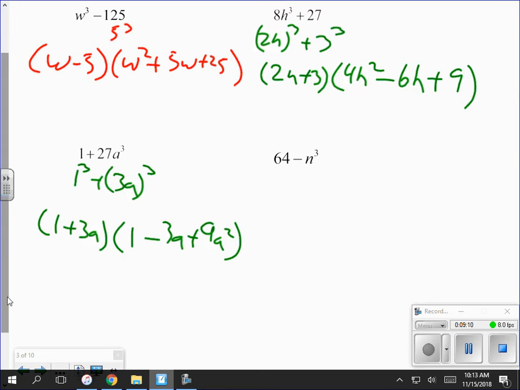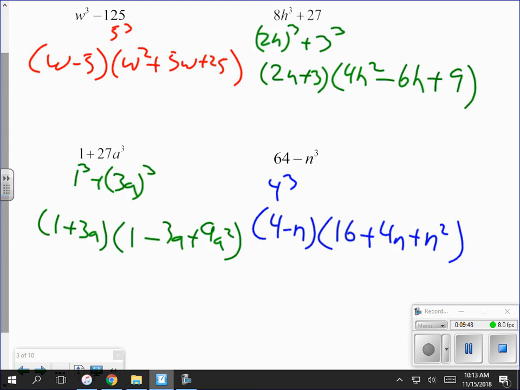Okay, 64 is what cube? 64 is 4 cubed. It's 8 squared, but 4 cubed. Minus n cubed. So it's minus, so this is 4 minus n. And my first term, take my first term and square it. Take 4 and square it, I get 16. Plus, multiply the two terms. 4 times n is 4n. Plus, square the last one, n squared.